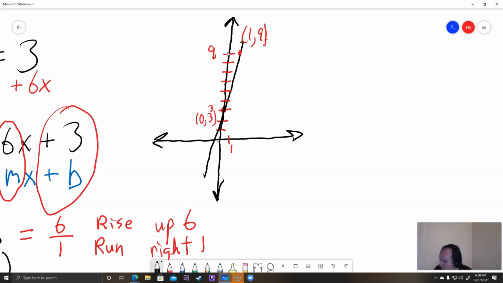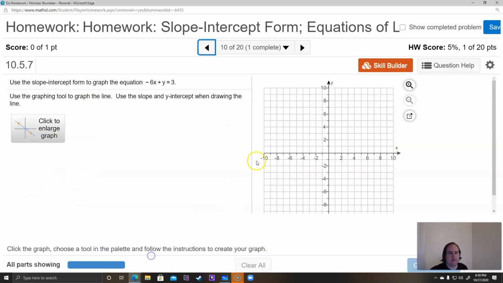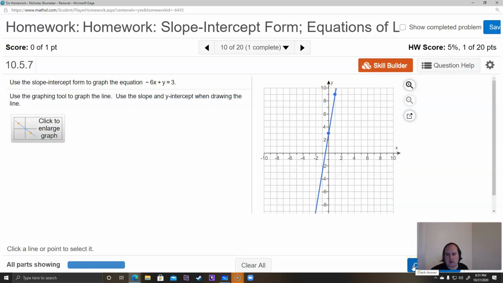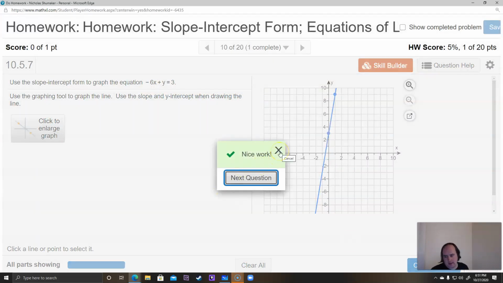So we're going to go ahead and open up the line tool again and plot these 2 points, 0, 3 and 1, 9. So click to enlarge graph, click on the line tool, 0, 3, which is right here, and then we said 1, 9. So that's going to be right there. Then I click save, and then check answer. Nice work. So we did it right.